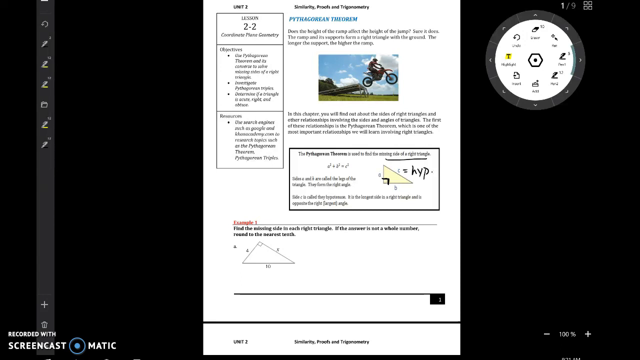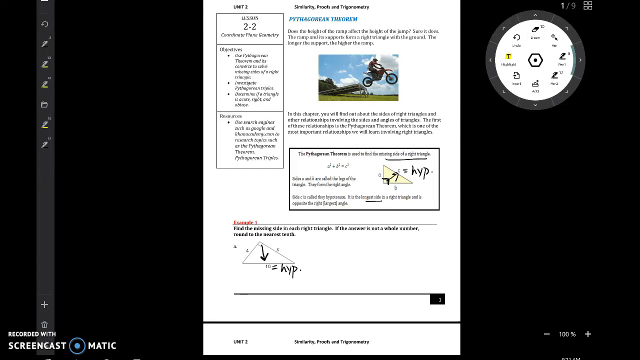And what's the hypotenuse? It's the longest side in the triangle, and it's the longest because it's opposite the 90-degree angle. So we know that if the side is the longest in the triangle, it has to be opposite of the largest angle. Okay, so find the missing side length in each right triangle. If the answer is not a whole number, round to the nearest tenth. Okay, so I would say first things first, identify where the hypotenuse is. Hypotenuse is always opposite the 90-degree angle.